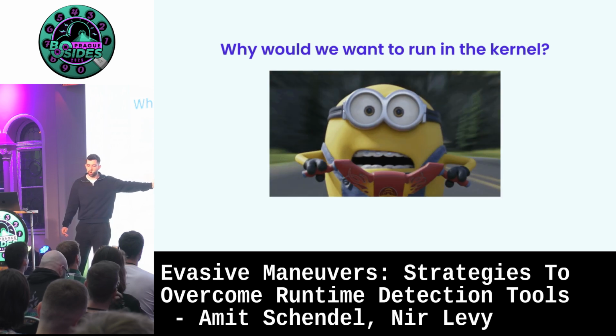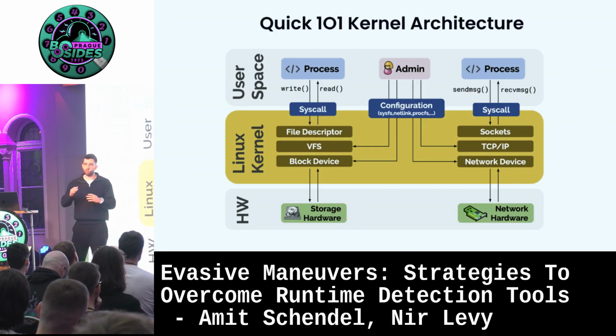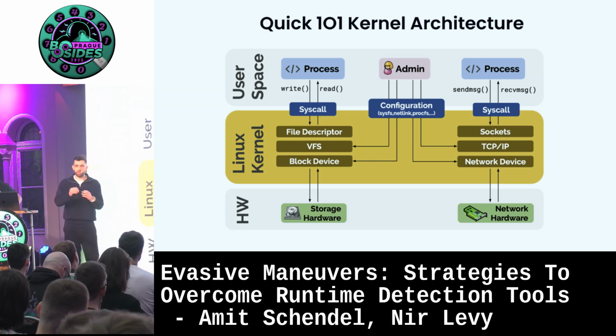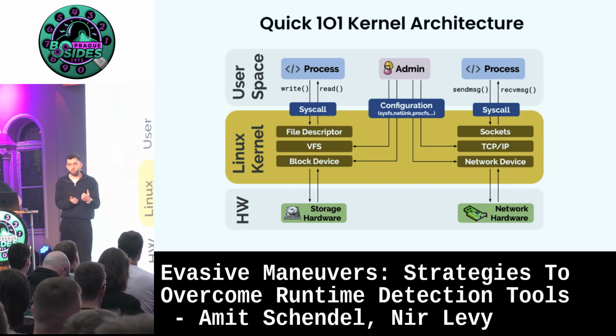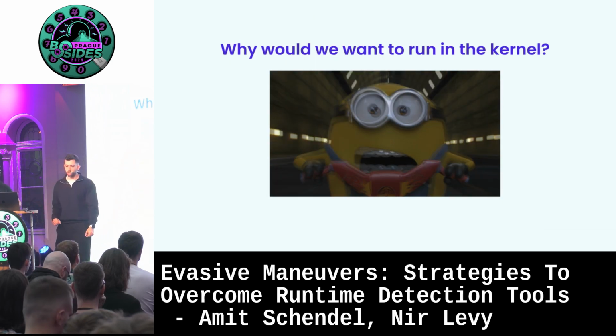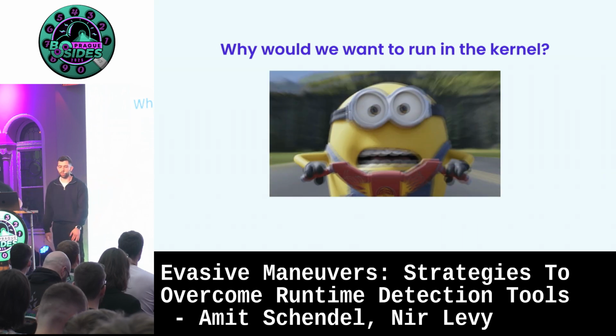So the next question you would like to ask is, why do I want to run in the kernel? Every time I'm doing a syscall, there is something called a context switch. Context switches happen every time I want to move between the user space and the kernel space, and every time I'm coming back with an answer from the kernel into the user space. And this context switching takes time. So if I'm running only in the kernel, I'm not wasting time on context switching, and I can run much faster.